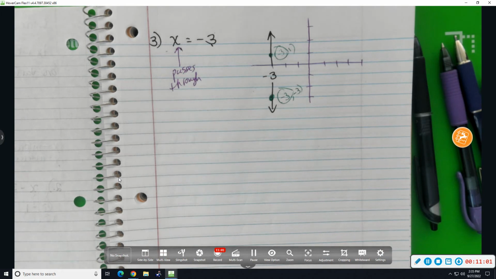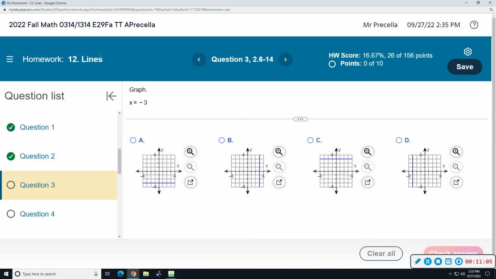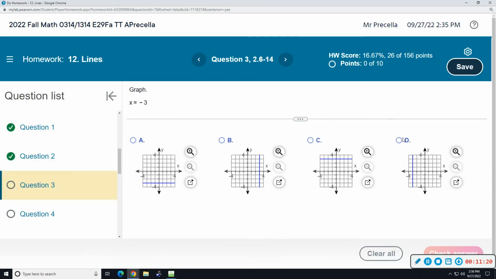Which one was it? A, B, C, or D? I have to say, at first I was a little disappointed when I saw these with multiple choice, but I like them. Yeah, it's quicker at least. Is it D? Let's pop it out and see. Y'all tell me. Is that it? Yes. Yeah, so number 3, D. Okay, let's move on to number 4.